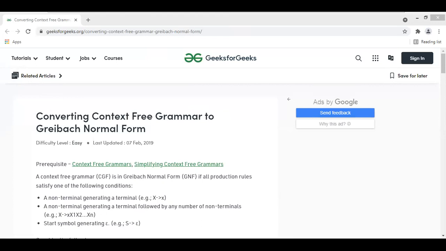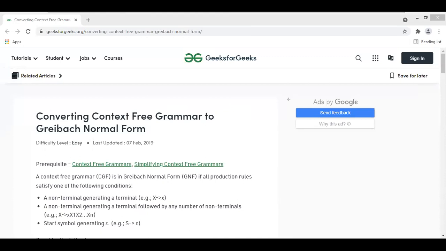And the prerequisites that I need for converting the grammar into the GNF: first I need a context-free grammar. Then I need to do the simplification of the context-free grammar. Then the final step is to convert it into the GNF, right? And here, a context free grammar is in GNF. That means we are talking about context free grammars. In context free, always we need to specify like this.